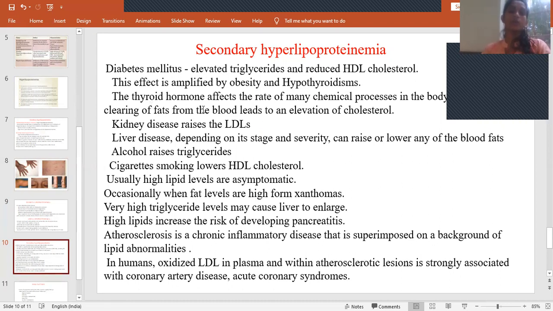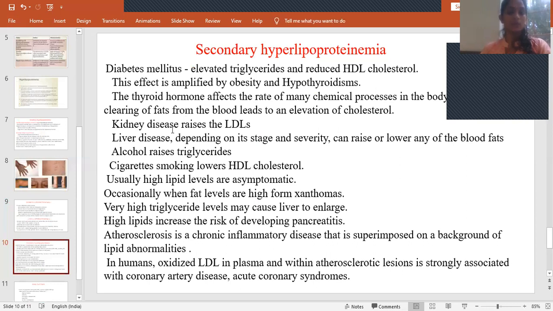And then the thyroid hormone affects the rate of many chemical processes in the body. How does this thyroid hormone affect our different functions? It affects clearing of fats from the blood, leading to an elevation of cholesterol. So when there are abnormalities in thyroid hormones, fats cannot be cleared from the blood easily. As a result, they get accumulated in the blood, leading to elevation of serum cholesterol levels.